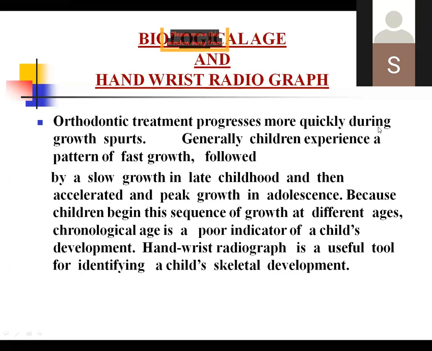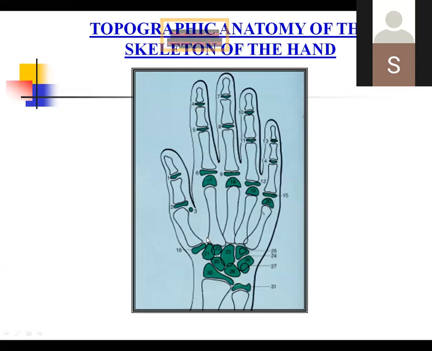Orthodontic treatment progresses very quickly during growth spurts, and generally children experience a pattern of fast growth followed by slow growth in late childhood, then accelerated and peak growth in adolescence, because children begin the sequence of growth at different ages. Chronological age is a poor indicator of a child's development. A hand-wrist radiograph is a useful tool for identifying a child's skeletal development.